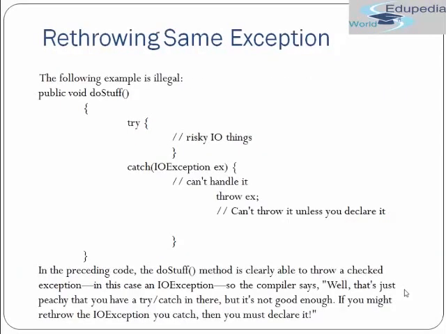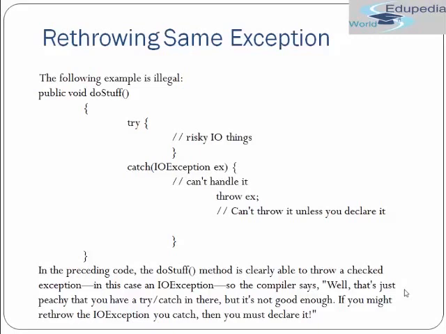This is an example of an illegal rethrowing. You can see over here we have public void doStuff. Then we have a try. In the try you can do any risky IO things. Then you have a catch block which catches IOException ex. Now we can't handle it, therefore what we did is throw ex. You can't throw it unless you declare it.